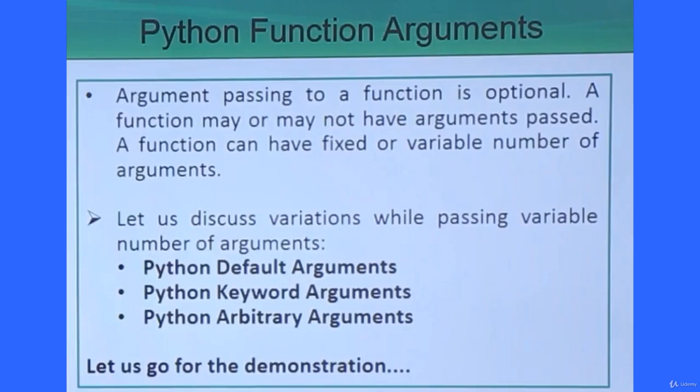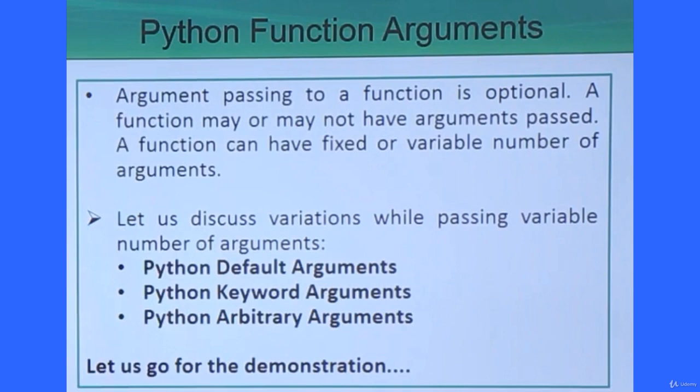In this session, we are going to discuss Python function arguments. We know that passing arguments to a function is optional. We may not pass any argument, or we may pass one or more than one argument. So argument passing to a function is optional. A function may or may not have arguments passed.